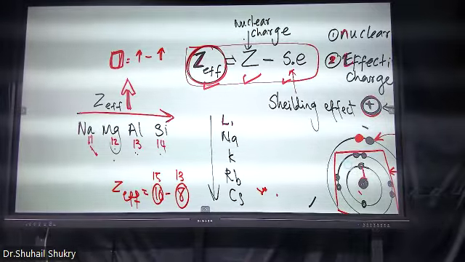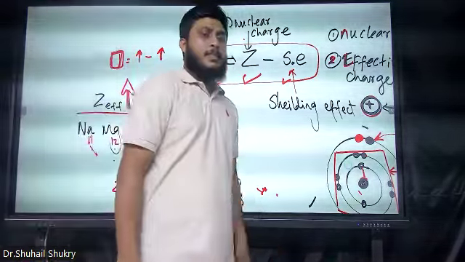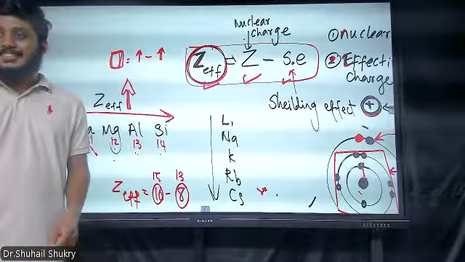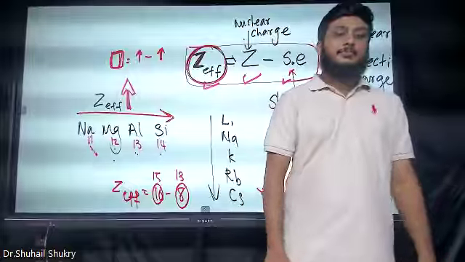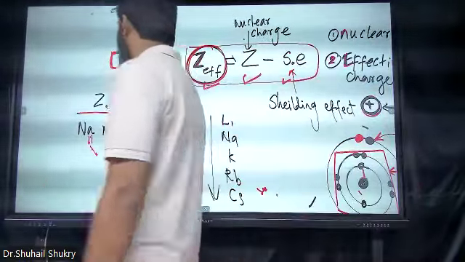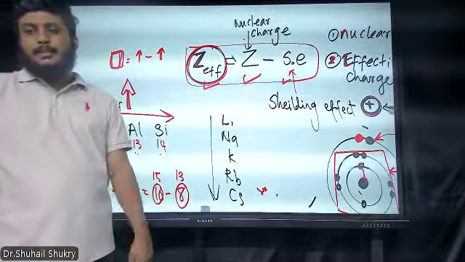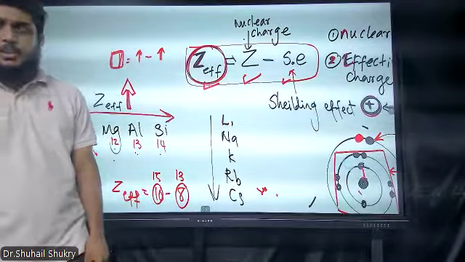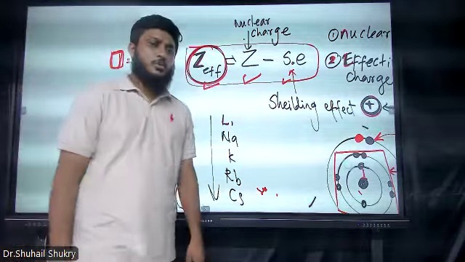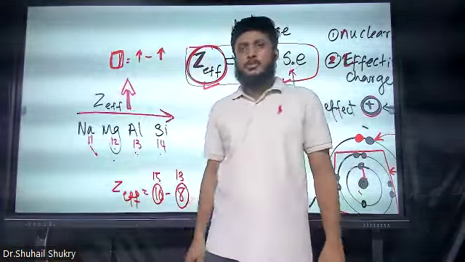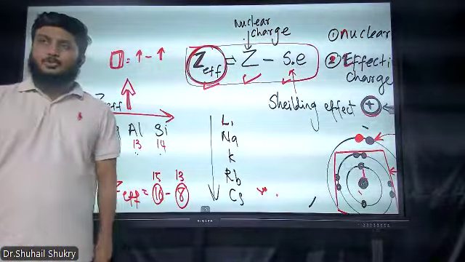Okay. So after the formula, you should write like this. When going left to right, nuclear charge will increase due to increment of protons.